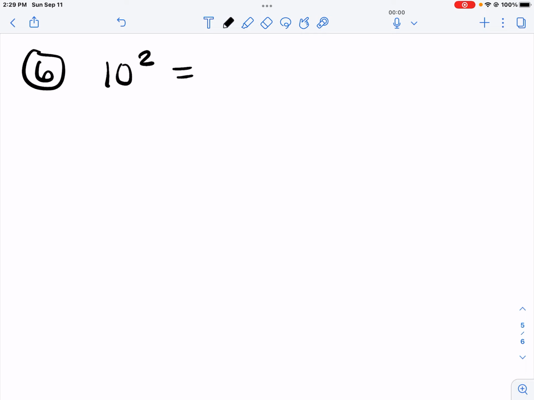An exponent means multiply that number times itself. The exponent tells you how many of them. So this means 10 times 10.